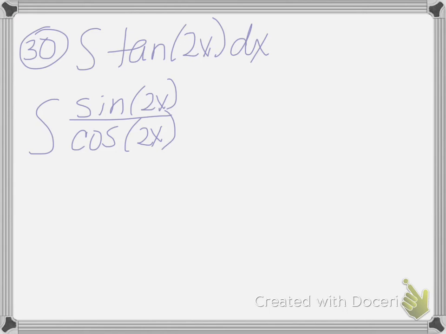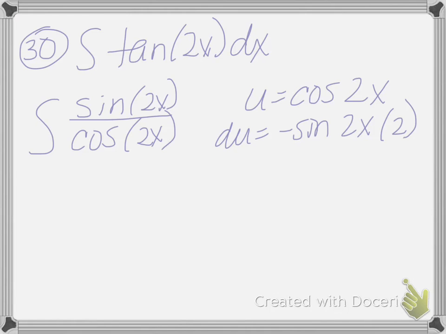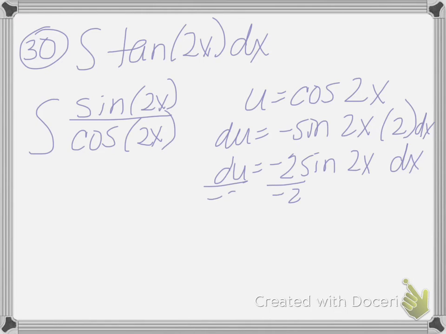And then u is either going to be sine 2x or cosine 2x, and you'll see if you make u sine 2x, it's not going to work for you. So u is supposed to be cosine of 2x, and therefore du is going to be negative sine 2x times 2. If you simplify that, you get negative 2 sine 2x dx. So if you look at the original, you don't have a negative 2 sine 2x, you just have sine 2x. So you're going to divide both sides by negative 2, and you get negative 1/2 du equals sine 2x dx.